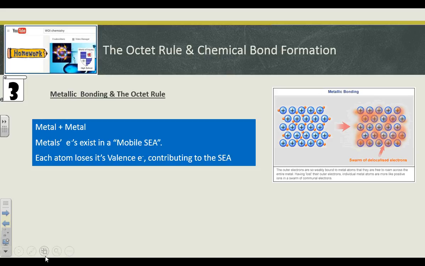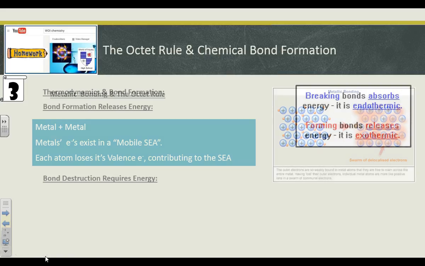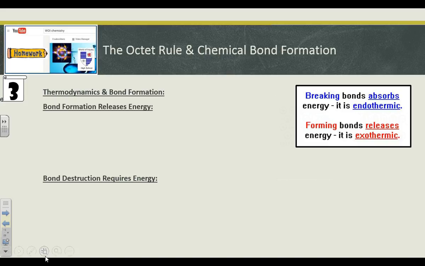This flow of electrons. Electrons are able to move through the solid, which isn't normally the case for most solids. So electrons are pretty much locked in place, just like protons, but metals, not so much the case. Okay, mobile sea is what we call that.